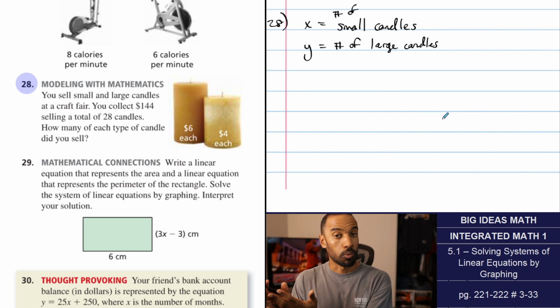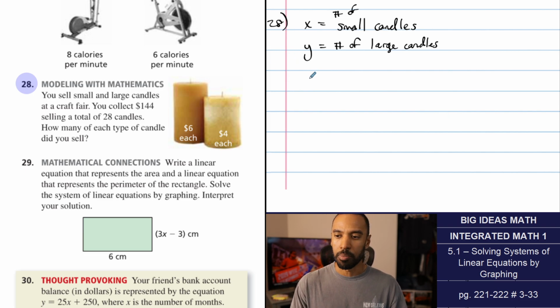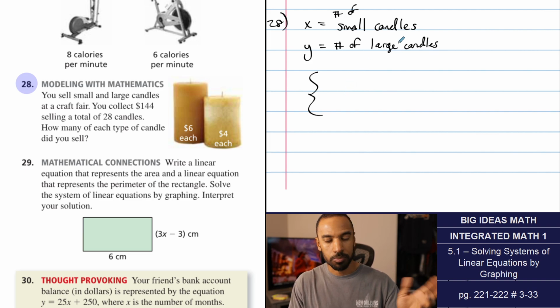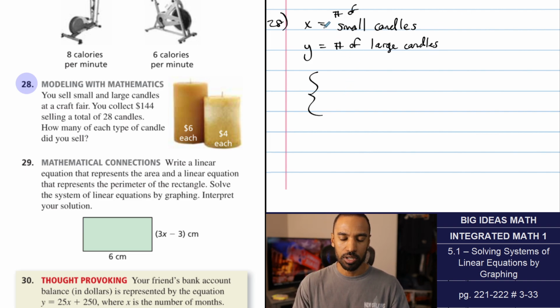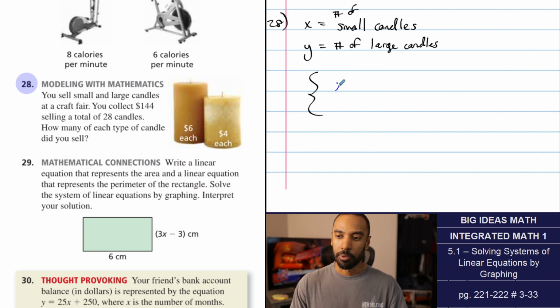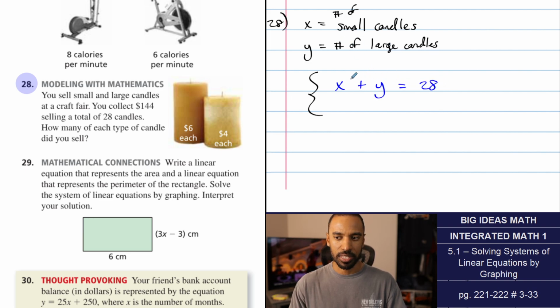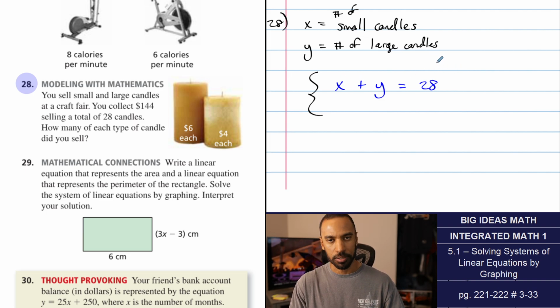So, by the way, we're going to create two equations. One equation will be based off the total money. The other equation will be based off total amount of candles. I'm going to start with total candles. That's generally the easier one to do. X plus Y equals 28. How come? Number of small candles, boom. Plus number of large candles, boom. Equals 28 total candles. That's a candles plus candles equals candles equation.